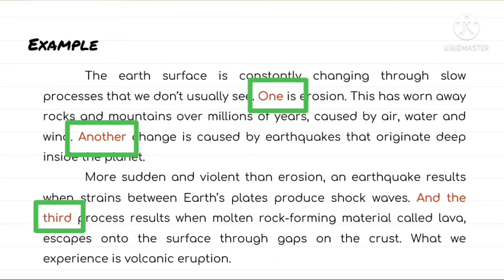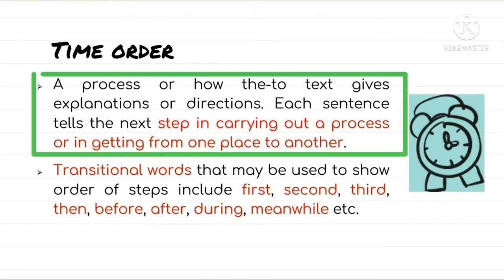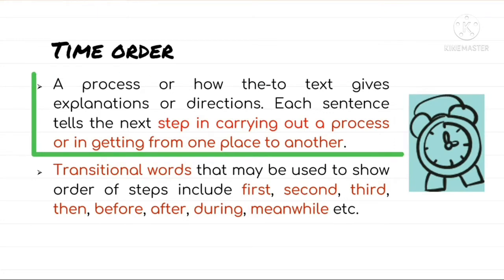That is why this paragraph is an enumeration text type. The last text type is time order, a process or how-to text that gives explanations or directions. Each sentence tells the next step in carrying out a process or in getting from one place to another. It simply tells you the step-by-step process of how to do something.